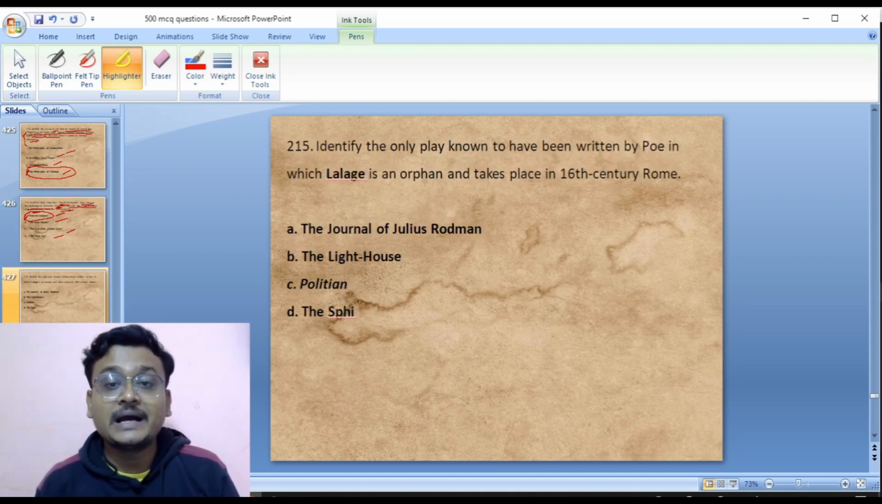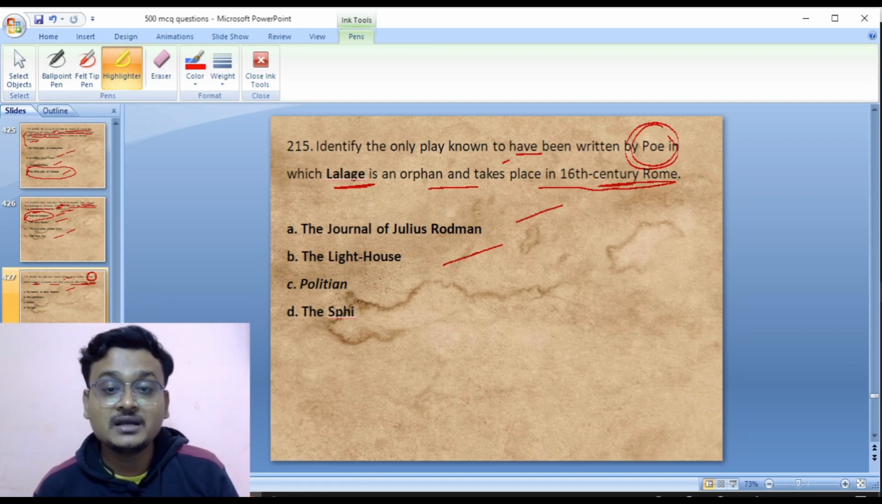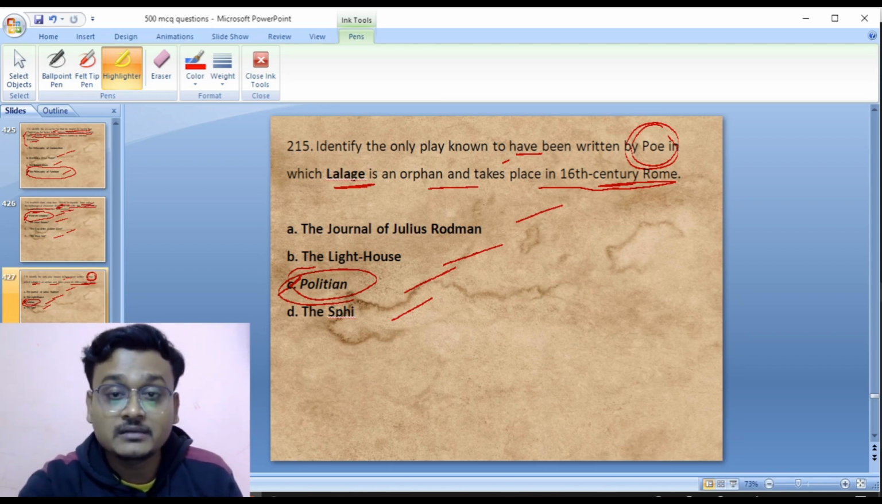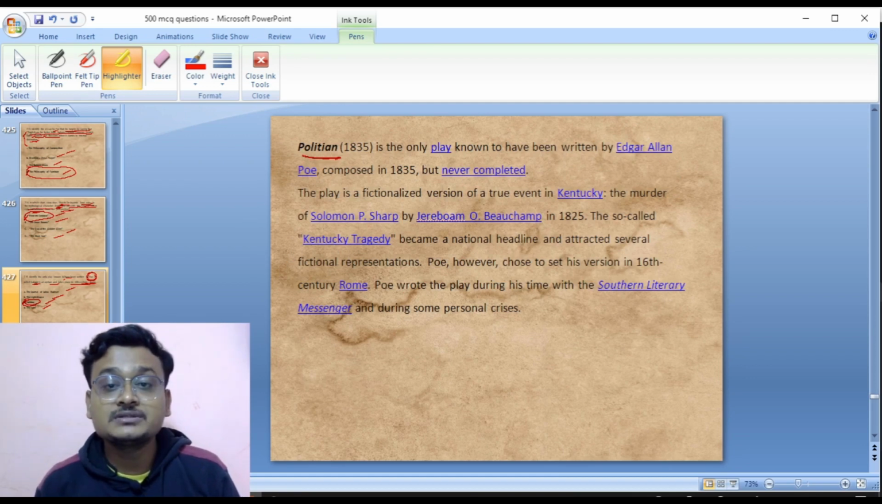Identify the only play known to have been written by Edgar Allan Poe in which Lalage is an orphan, set in 16th century Rome. The Journal of Julius Rodman, The Lighthouse, The Politician, The Spy. So the only play written by Poe is number C, The Politician. The Politician is the only play known to have been written by Edgar Allan Poe, but it was never completed. It was an unfinished work.